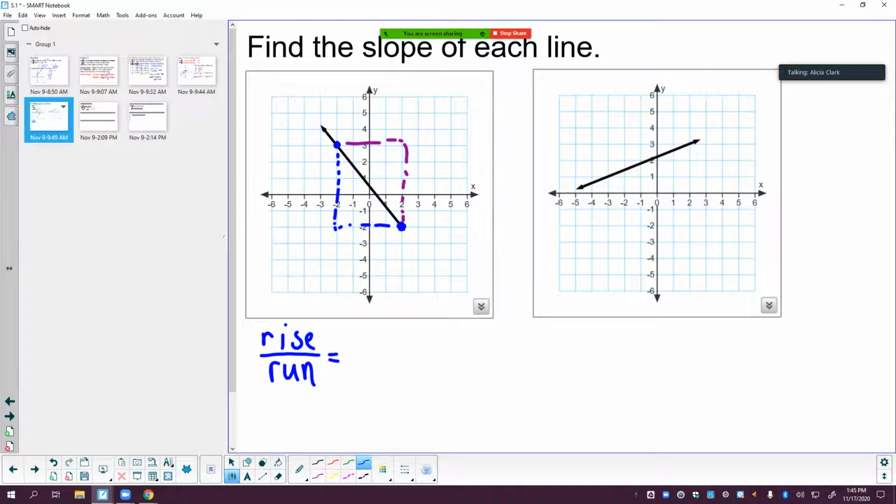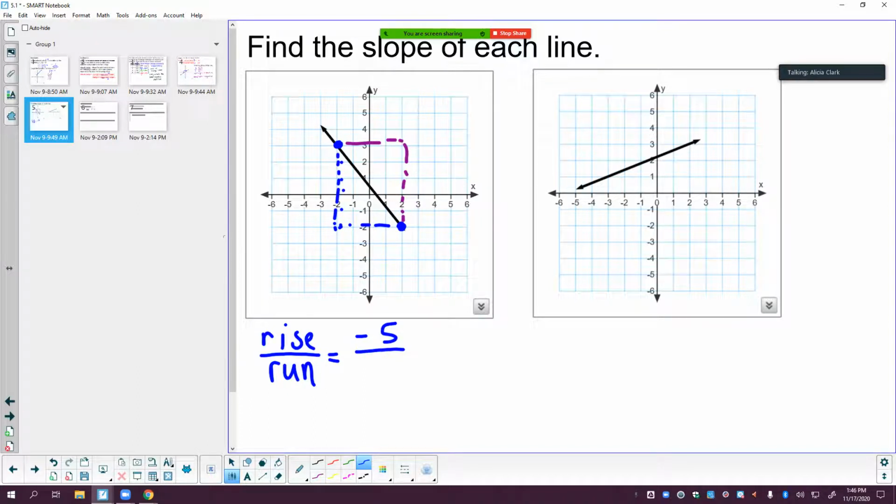So rise over run. Okay, so if I'm starting up here at this point, I'm going to go down first. And anytime I'm going down on the y-axis, I'm talking about a negative, because I'm going towards the negative numbers. And I'm going to count how many units I go down. So I go 1, 2, 3, 4, 5 units down. So that's going to be a -5.